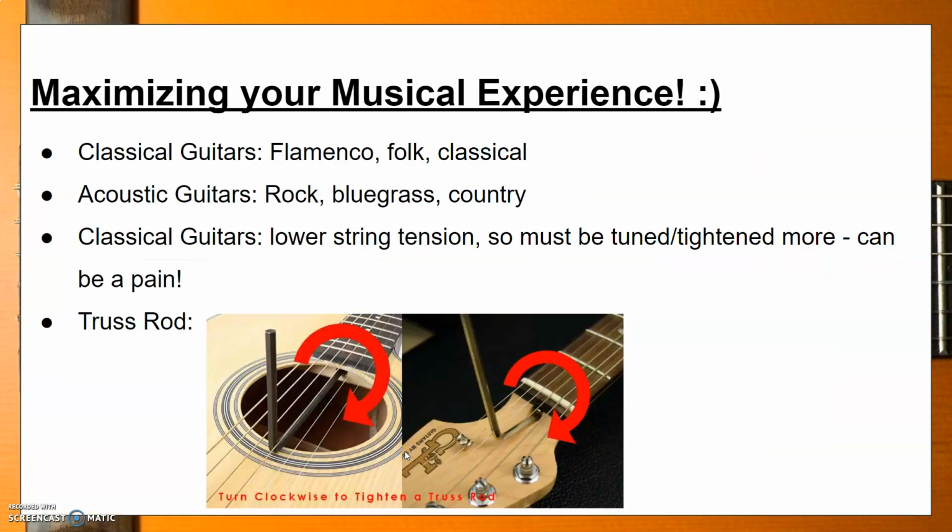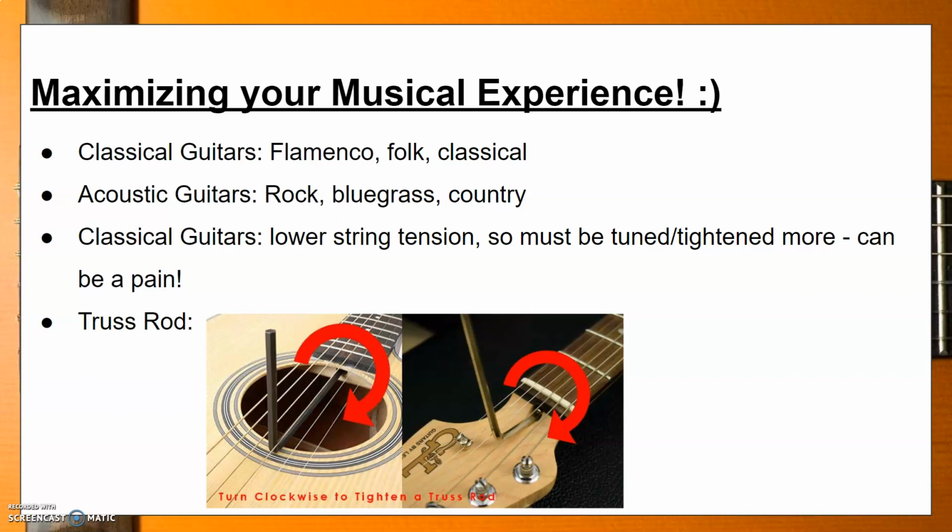Finally, let's go over how to maximize your musical experience. For string composition, the choices you make oftentimes depend on the type of music you want to play. If you are a fan of classical, flamenco, or folk music, classical guitars may be the right choice for you. Their calmer, more soothing tone is characteristic for genres such as these.